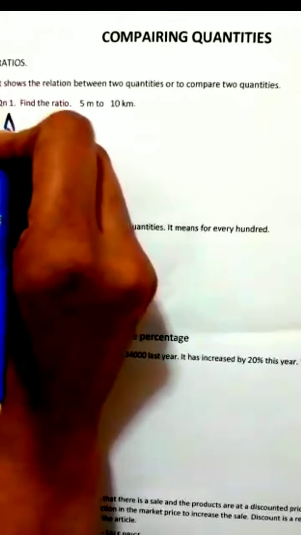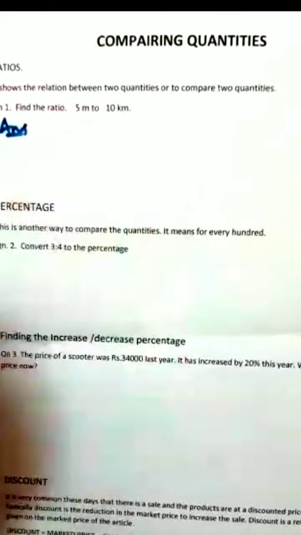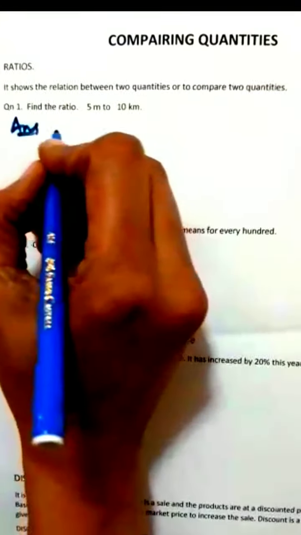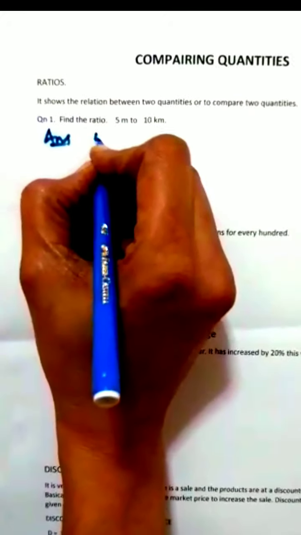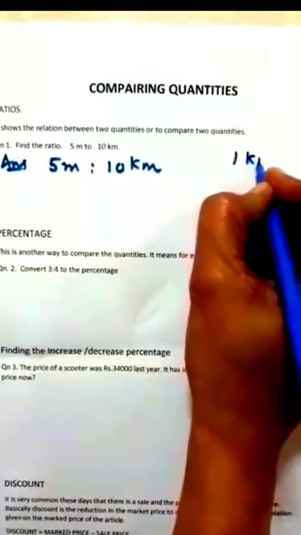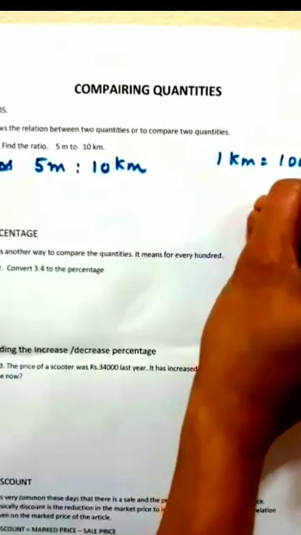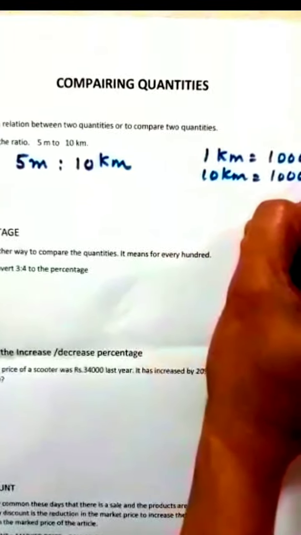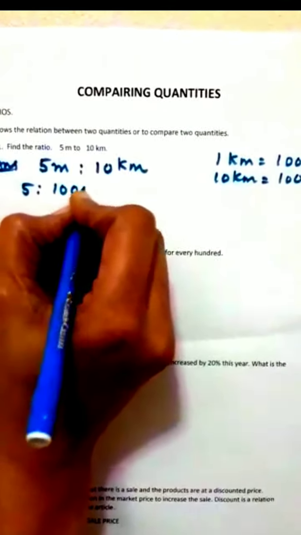So here I am changing the kilometer unit to meter. So 5 meter is to 10 kilometer, the ratio. So 1 kilometer is equal to 1000 meter. So 10 kilometer will be equal to 10,000 meter. So 5 is to 10,000.